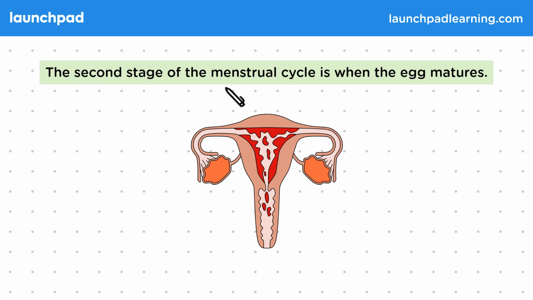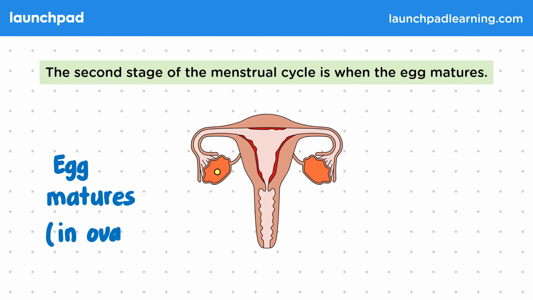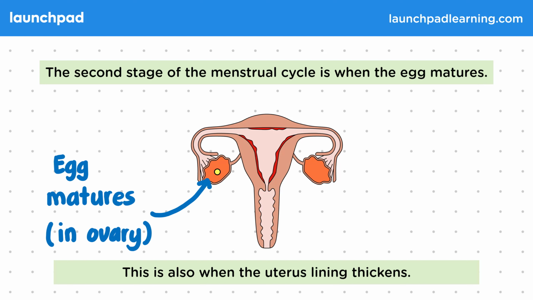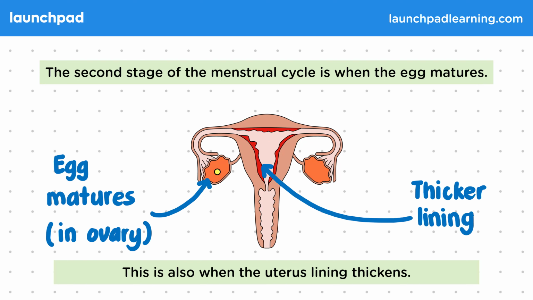The second stage of the menstrual cycle is when the egg matures. You can see the mature egg on this diagram inside the ovary. This is also when the uterus lining thickens. What happens next?